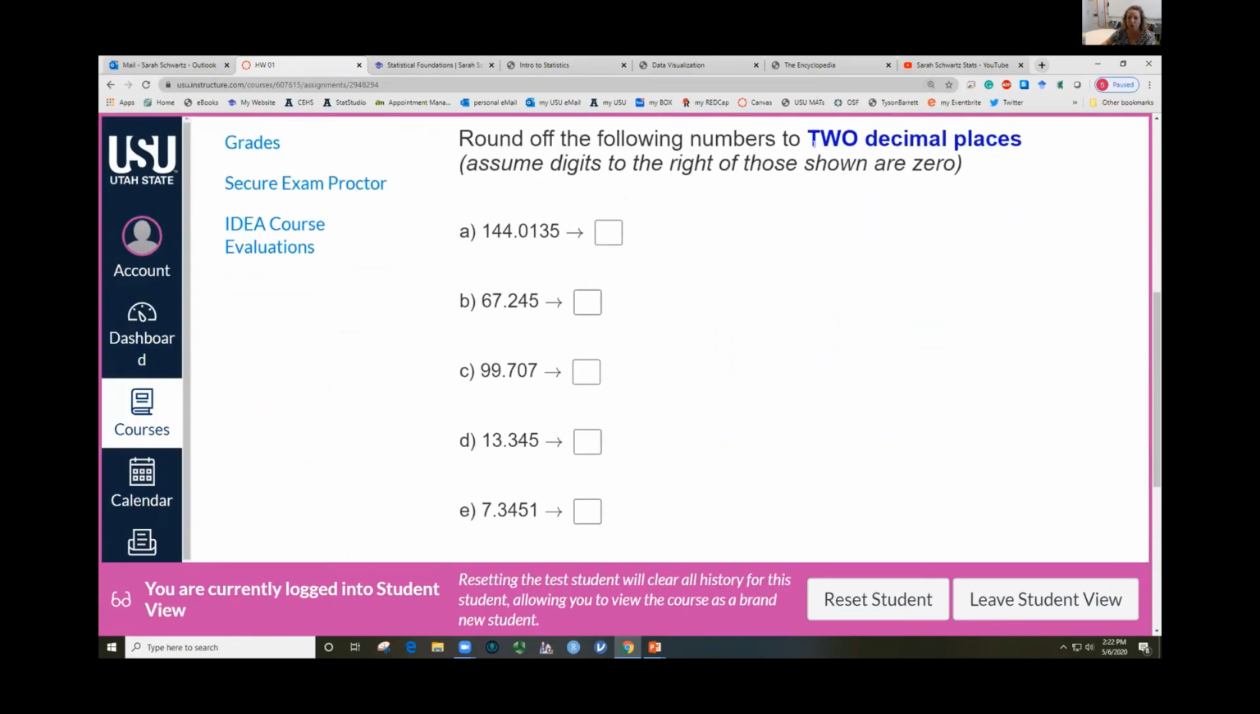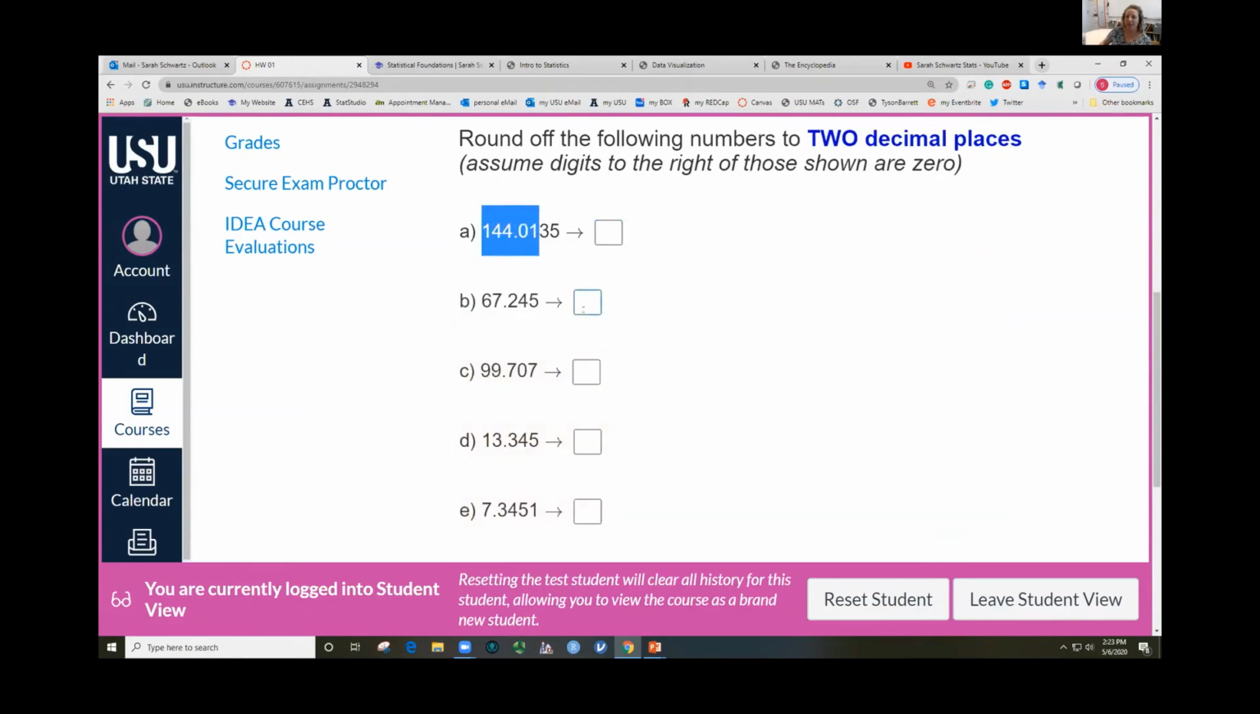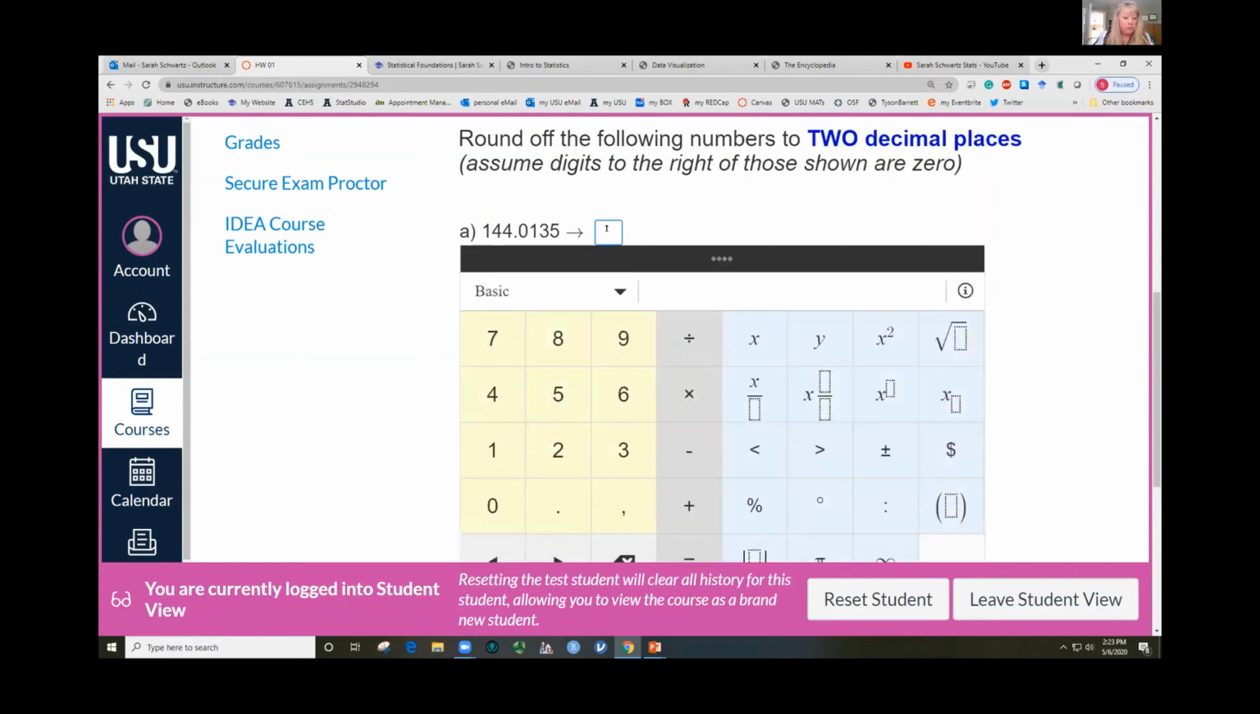Okay, we're supposed to round so that we have 2 decimal places, 2 numbers after the decimal. This first one, A, is 144.0135. If we're going to round to 2 decimal places, we keep the 2 numbers after the decimal, and then we look at what comes next. After we cut it off at the 1, it's a 3. So would we round up or leave it the same? Leave it the same. So this one is 144.01.